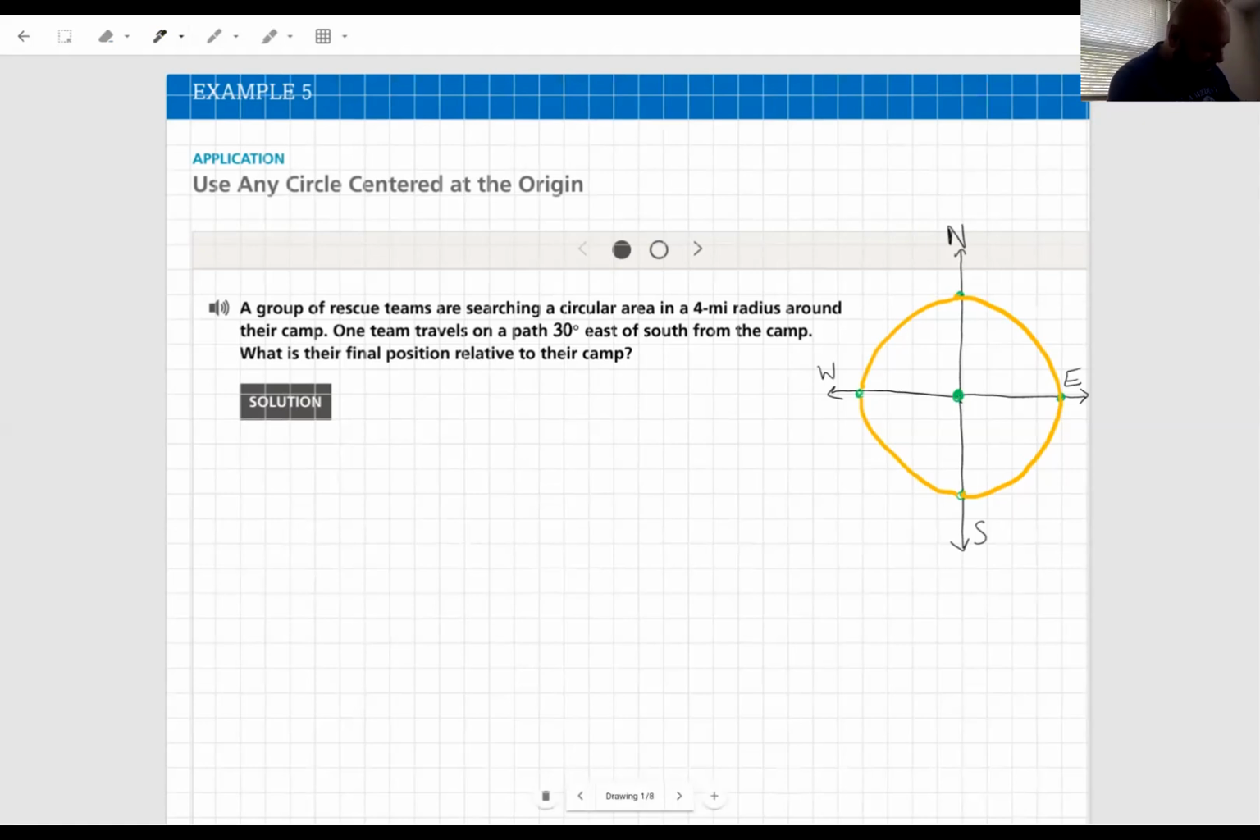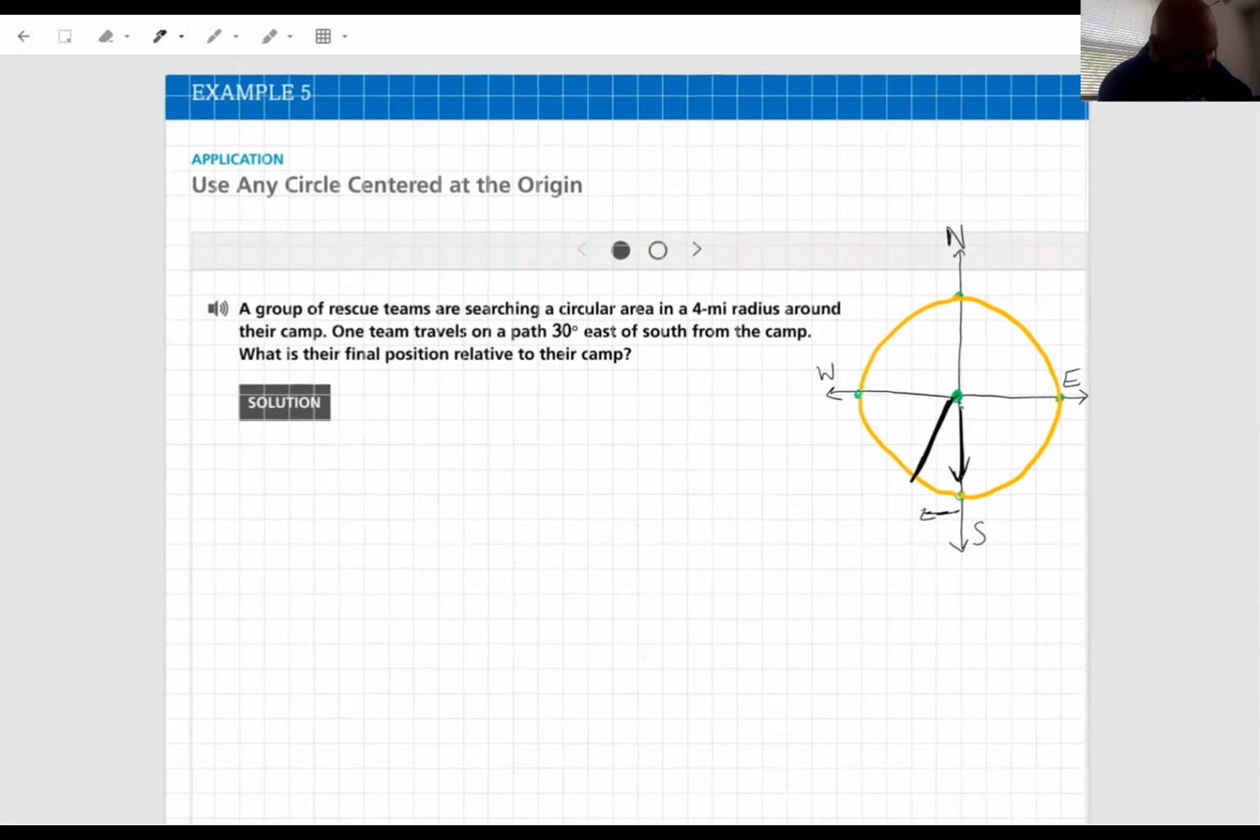So we're going south first, down this way first, and then we're going to move 30 degrees east of that. So you want to draw something kind of like that and show that you've moved 30 degrees to the east. What's the final position relative to their camp? So we have their camp in here, and this point down here is the final position.